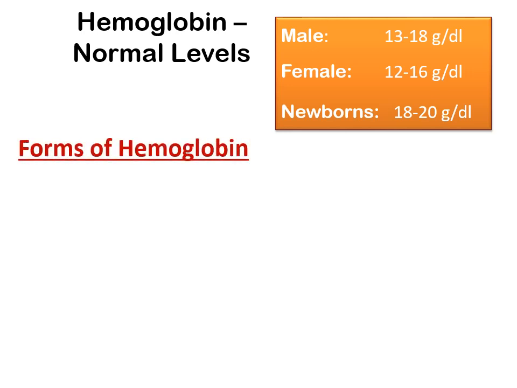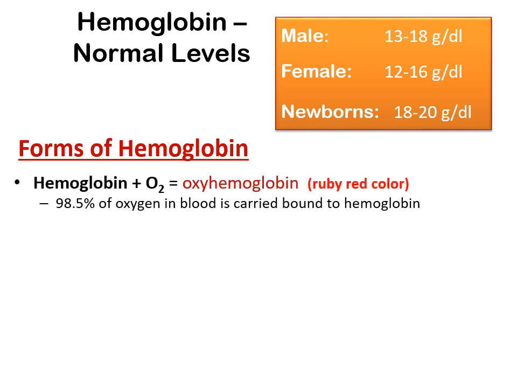We will now look at the different forms of hemoglobin. Oxyhemoglobin, which appears ruby red in color. Whenever hemoglobin is in combination with oxygen, that is called oxyhemoglobin. That's the major form of hemoglobin which is seen. 98.5% of oxygen in blood is carried in the bound form along with hemoglobin.